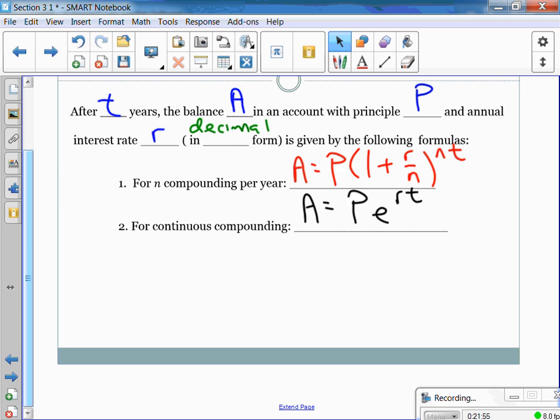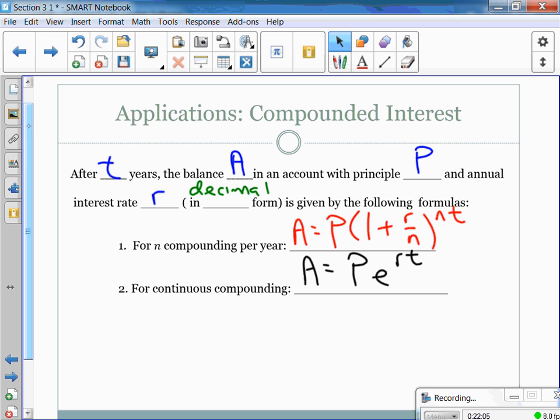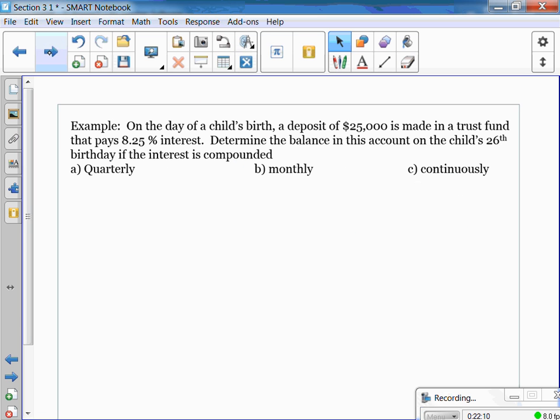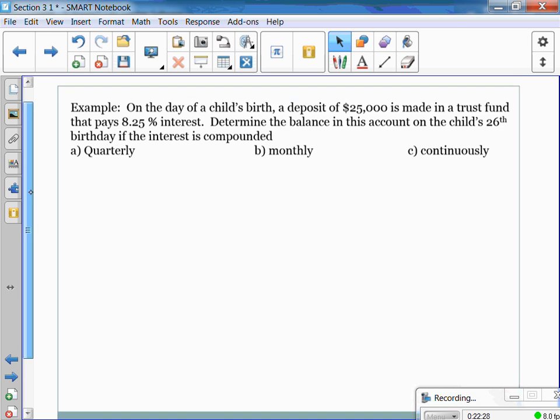Here we have an example. On the day of a child's birth, a deposit of $25,000 is made into a trust fund that pays 8.25% interest. Determine the balance on the child's 26th birthday. It's compounded quarterly, monthly, and continuously. So, what is that 25,000? That's the money we started with, our principal.